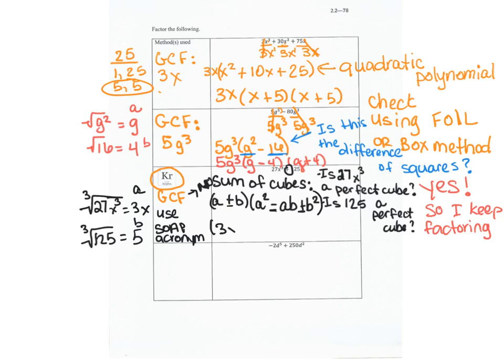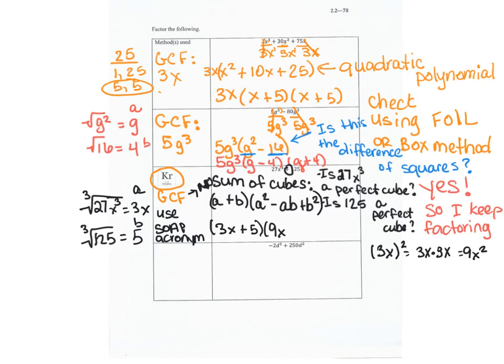My A term is 3x. I'm going to erase these lines that I used to talk about the SOAP acronym so we don't get them confused. And then my B term is 5, so 3x plus 5 times A squared means I need to take 3x and I need to square it. So I need to come over to the side and say 3x in parentheses squared, which is 3x times 3x, which is 9x squared, so that I can fill in this A squared term.